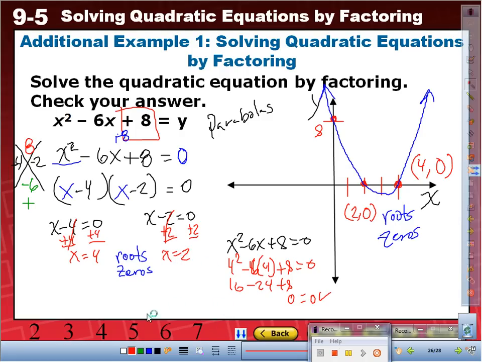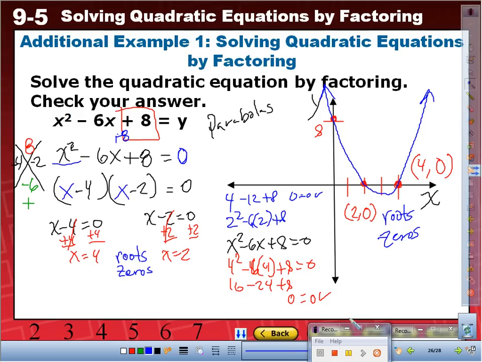Check this out. If I substitute here, the 2 is 2 squared minus 6 times 2 plus 8. What is 2 squared? 4 minus 12 plus 8. Can I combine the positives? Yes. 12 minus 12 is 0. Is 0 equal to 0? Yes. Therefore, both of them work. So we got it? Lengthy process? Yeah, right. Let's do one together.